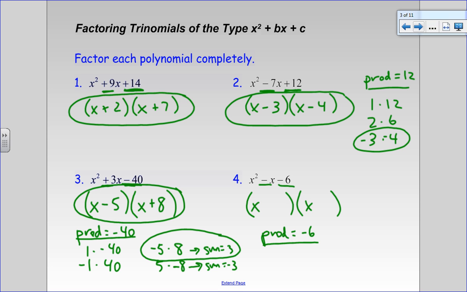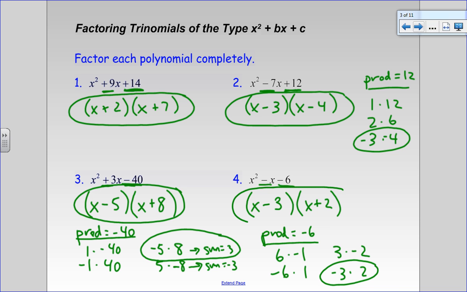So for a product of negative 6, we could have 6 times negative 1, or we could have negative 6 times positive 1. But those will have a sum of 5 or negative 5. That's not what we're looking for. What about 3 times negative 2, or negative 3 times positive 2? Well, there we can see we get sums of positive 1 or negative 1. That sounds better. Which one do we want? Well, we see a negative sign in our trinomial there, negative x. So we want the sum of negative 1, which means we're going to pick the 3 to be negative and the 2 to be positive. And we've correctly factored these 4 trinomials.